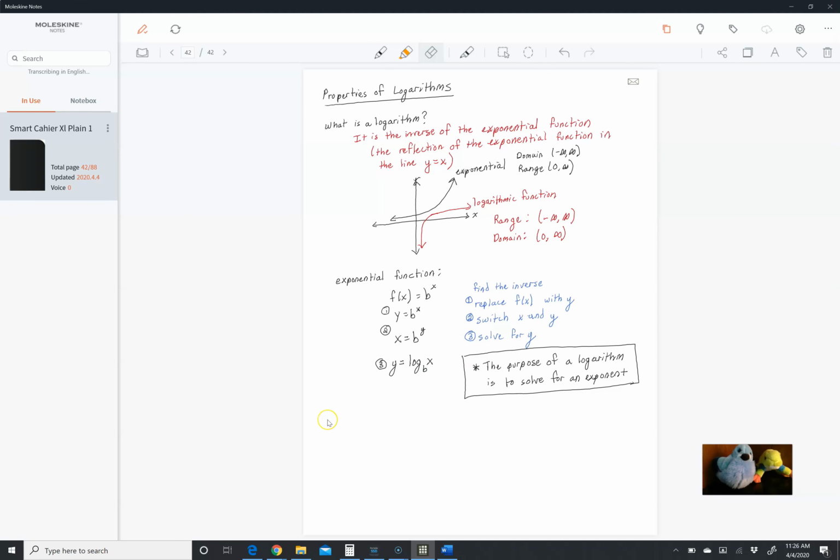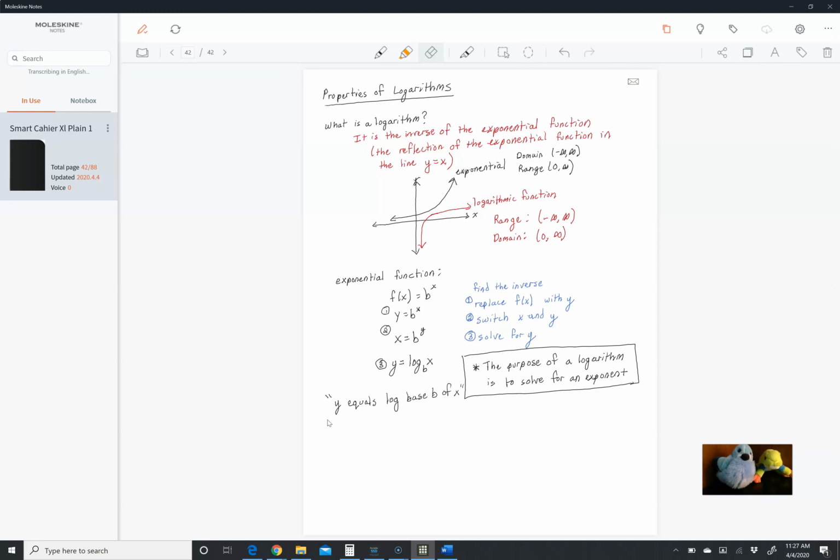So the way that we say this is y equals log base b of x. So you are in the quiet of your own home, or go into a corner and be in the quiet of your own corner if you have a lot of people living with you. And just say it, just repeat it. Y equals log base b of x.